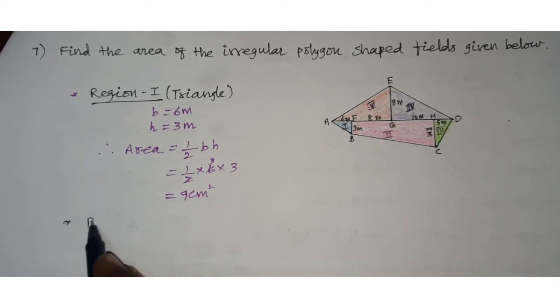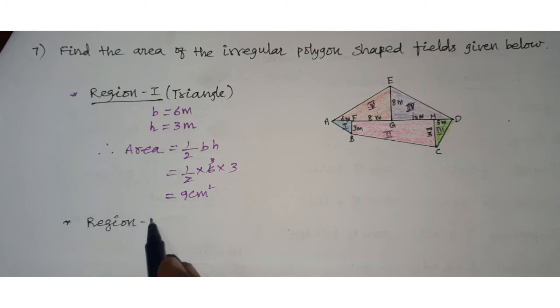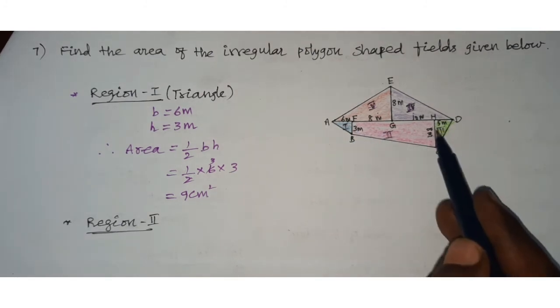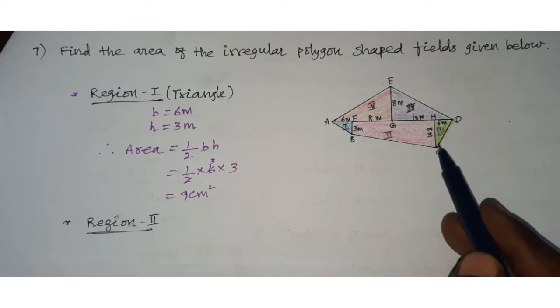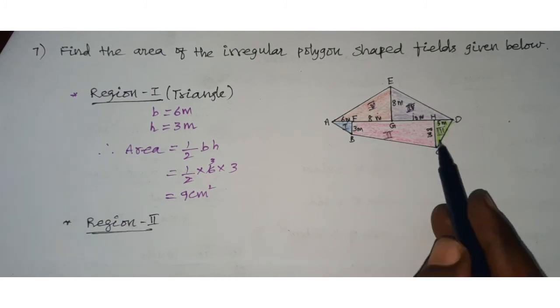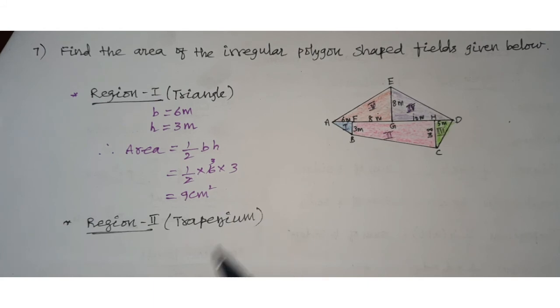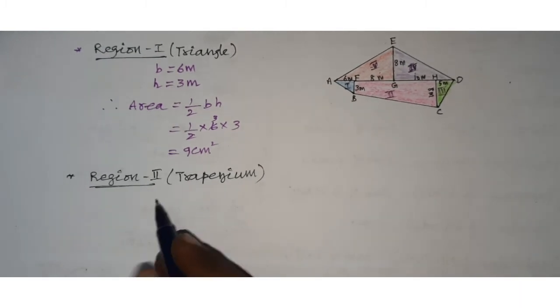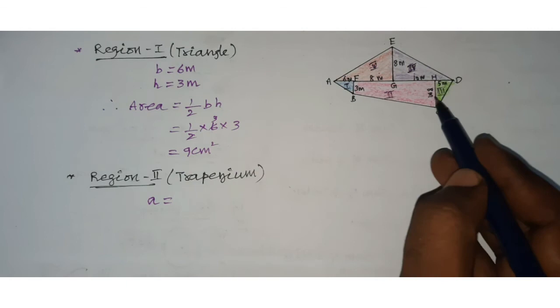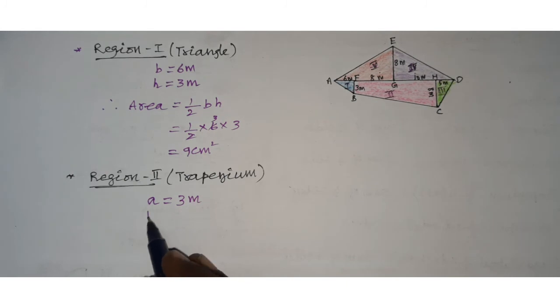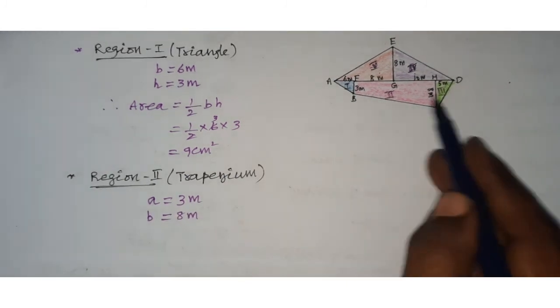Now second region. Second region 2. So this region looks like this, listen, the 3 meter and FB and HC are parallel. So opposite sides are parallel. One pair of opposite sides are parallel means it is trapezium. Trapezium. Okay. So for trapezium we need parallel sides and height. So here parallel sides, look at this diagram, this and this are parallel sides. Take a equal to 3 meter and b equal to 8 meter.